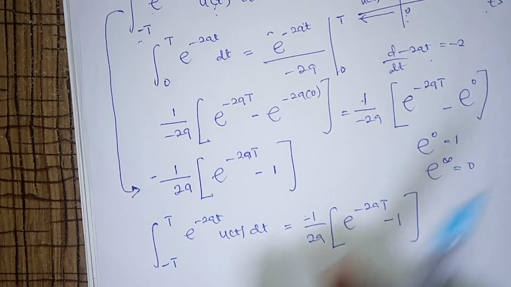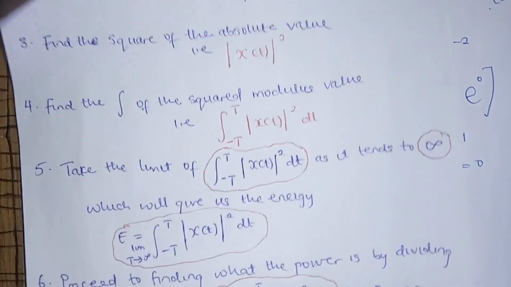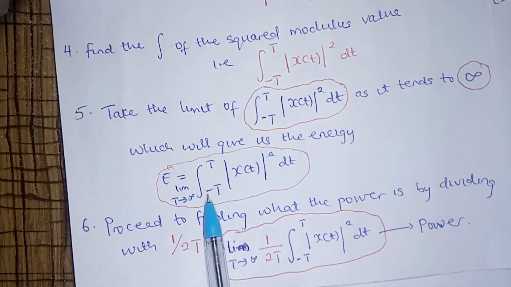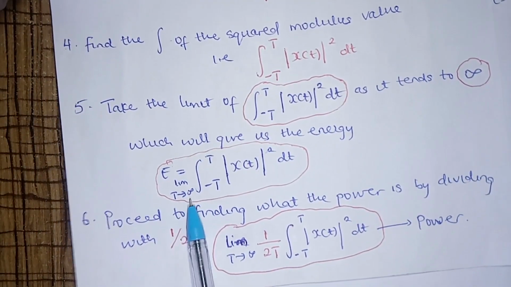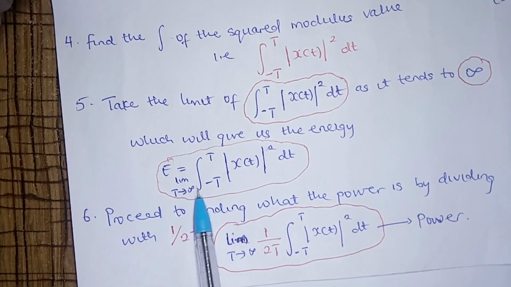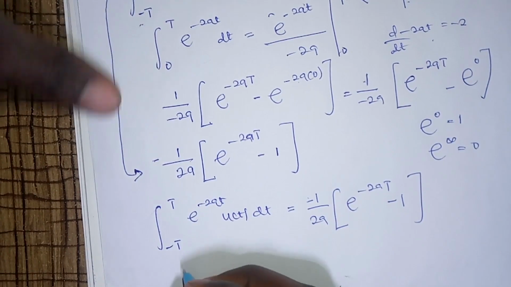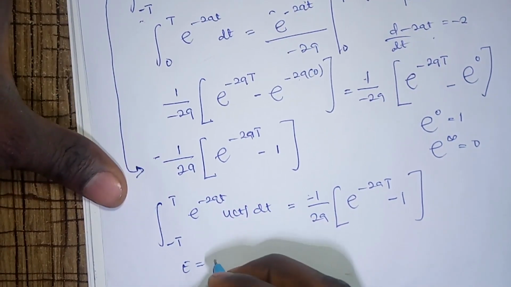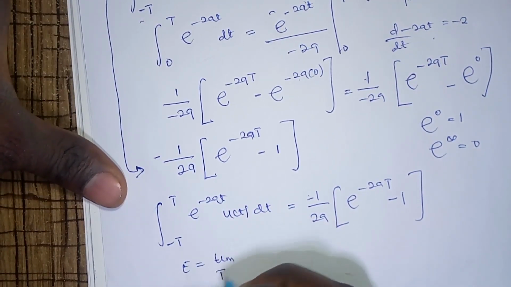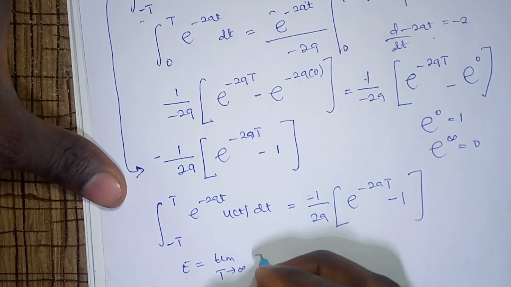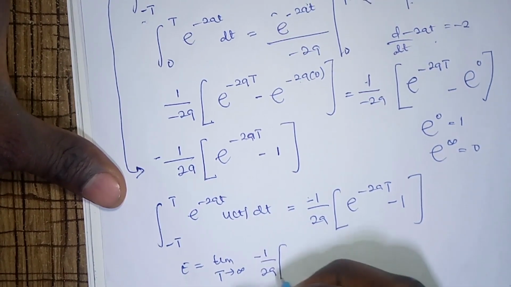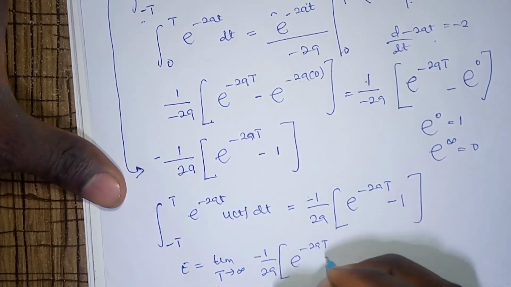Now, since we got this, the next step is to take the limit as t tends to infinity. Whenever we take the limit, it is going to give us what? Energy. So we are close to solving for energy. So E is equal to the limit as t tends to infinity of negative 1 over 2a, open bracket, e to the negative 2at minus 1.